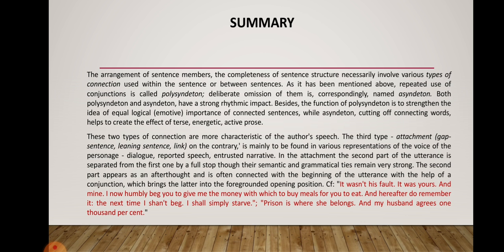In the attachment or the gap sentence link, the second part of the utterance is separated from the first one by a full stop or a comma or a dash, though their semantic and grammatical ties remain very strong. The second part appears as an afterthought and is often connected with the beginning of the utterance with the help of a conjunction, which brings the latter into the foregrounded opening position.